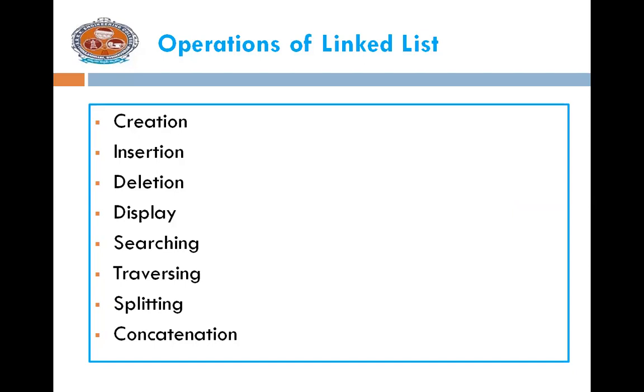Like that, we can perform insertions in many ways. Similarly, the deletion also. Deletion means you can delete the node at the beginning, at the ending, or at a particular node. Display means you can display all the elements in the list, starting from the first node to the last node. Searching means you can search for some particular node in your list.